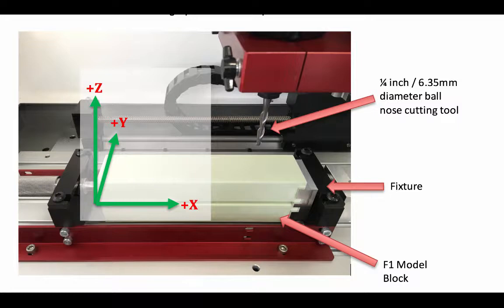The green arrows above indicate the 3-axis direction system of the CNC machine.